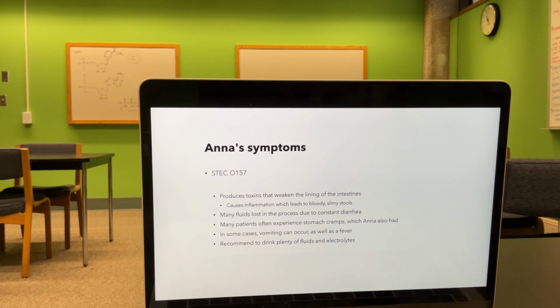For this specific strain of E. coli, STEC O157, the symptoms come from the production of toxins from the microbe that weaken the lining of the intestines. This causes inflammation and leads to bloody and slimy stools as they pass, and many fluids are lost in this process. Many patients often experience stomach cramps, which Anna also had. In some cases, vomiting can occur, as well as a fever. It is recommended to drink plenty of fluids and electrolytes to resupply what the body is constantly losing through passing and trying to get rid of this infection.